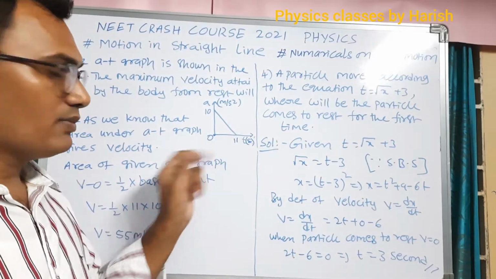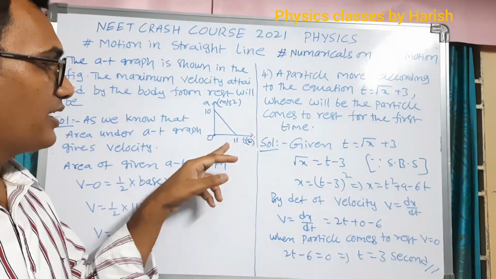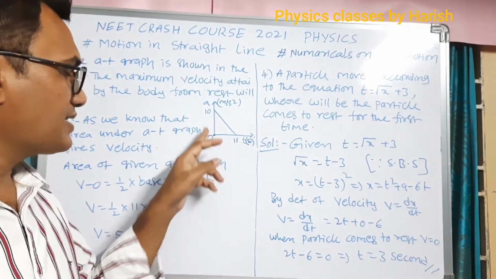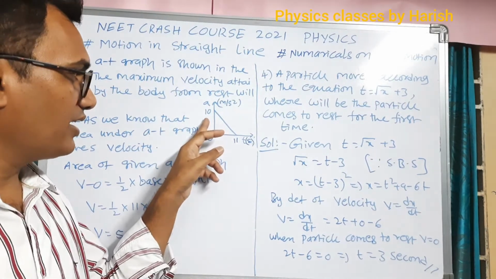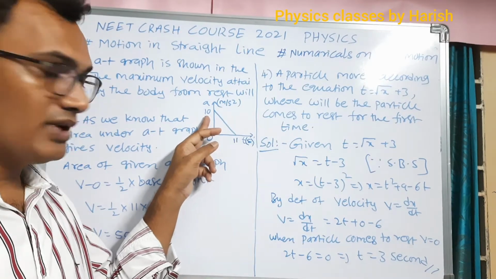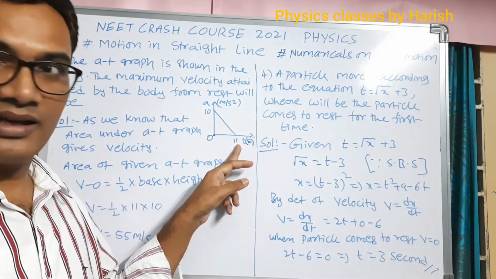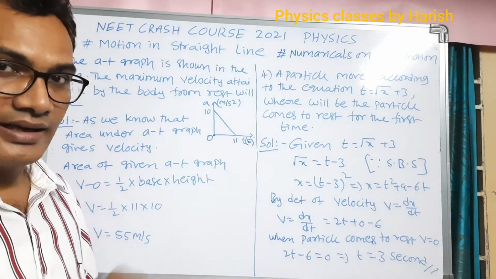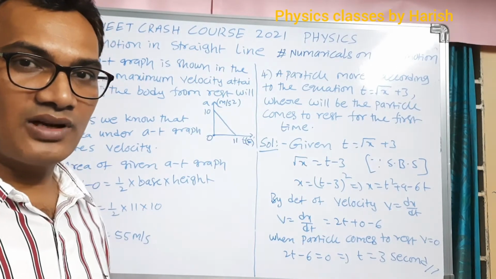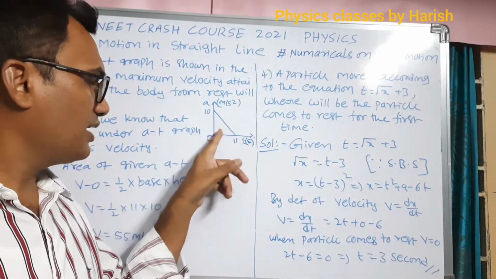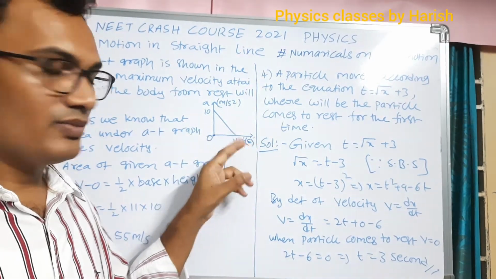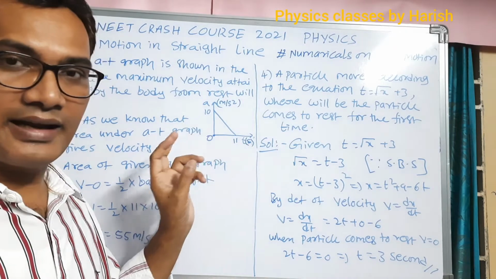So if the body starts from rest, the maximum velocity attained by the body we have to calculate from the given acceleration time graph. Acceleration is on the y-axis and time is on the x-axis. So maximum acceleration from this graph is 10 meter per second square. Maximum time on the time axis is 11 seconds. As we know, area under the acceleration time graph gives the velocity. The area under this graph will be like a right angle triangle shape.